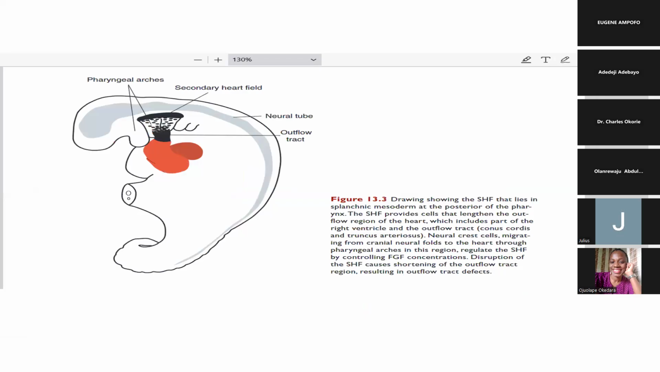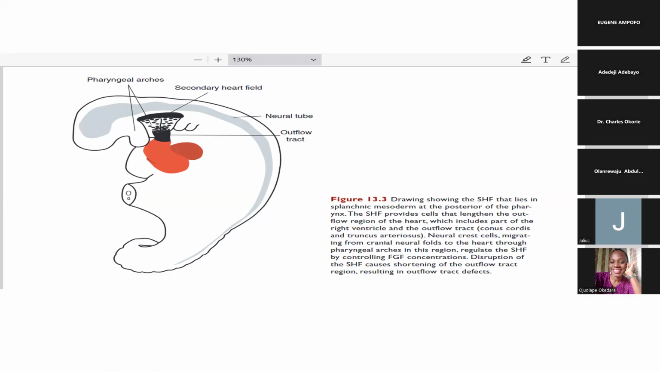This is another diagram showing what the secondary heart field looks like and the relationship between the secondary heart field, the pharyngeal arches, and the outflow tracts. Looking at this diagram, the secondary heart field lies in the splanchnic mesoderm posterior to the pharynx. So this is the pharynx and this is the secondary heart field. Looking at the relationship, we see that the secondary heart field is located posterior to the pharynx.